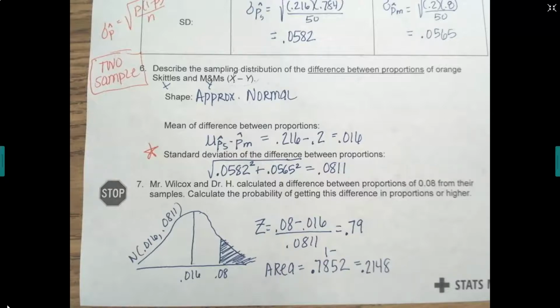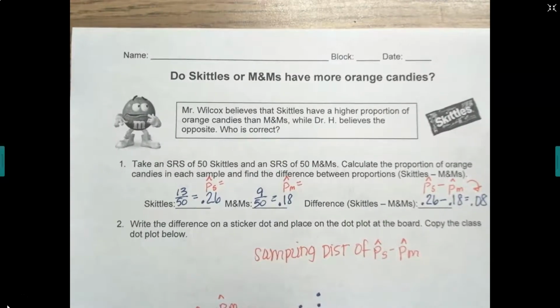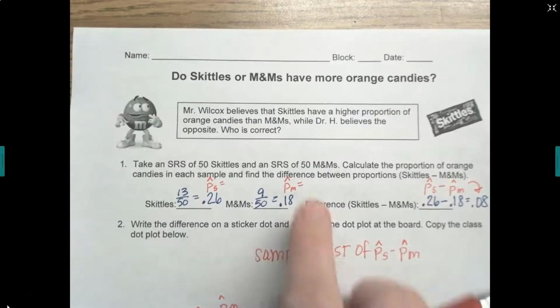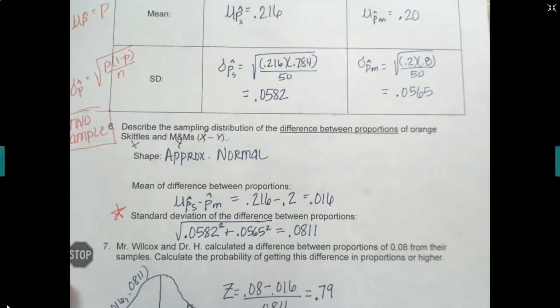All right, so I don't really have any evidence to suggest that Skittles have a higher proportion of orange than M&Ms. So really we don't have any information that helps us settle this right now. All right, so let me give you what the formulas look like.